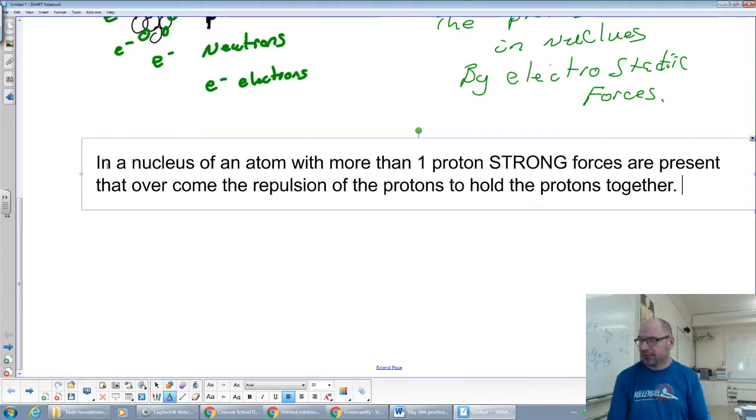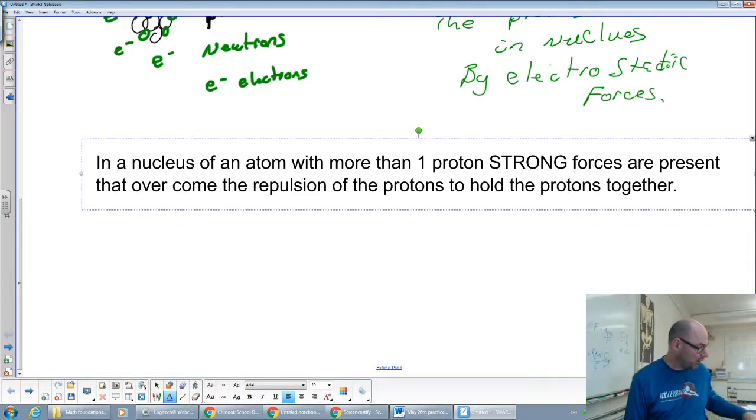Firstly, these strong forces are about 100 times stronger than the electromagnetic or electrostatic force of repulsion. And these strong forces only come into play when two protons get really close together. When they come within about a diameter of another proton of each other, these strong forces come into play. So they're literally called the strong force.